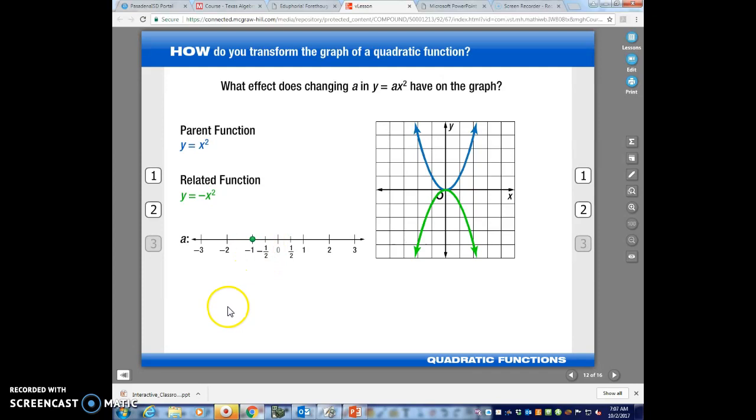This is exactly the same, just reflected over the x-axis, so if it says negative x squared, that negative just means it's reflected over the x-axis. Okay, this one gets a vertical stretch along with being reflected over the x-axis. And this is a vertical stretch along with it being reflected over the x-axis.